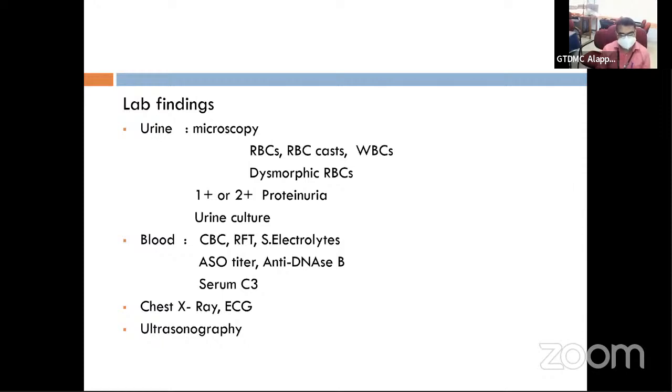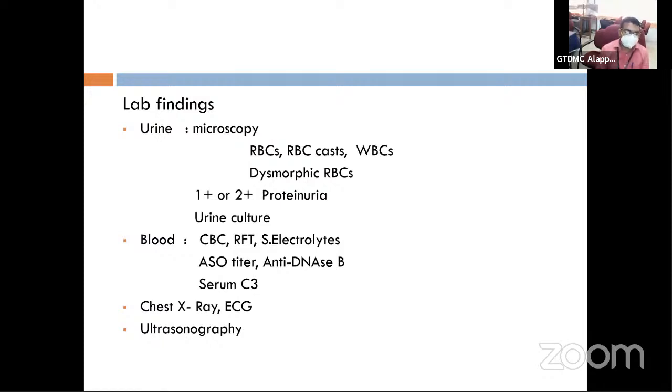And serum electrolytes usually show hyponatremia. Hyponatremia is usually dilutional because of the fluid retention. Another important finding in serum electrolytes is hyperkalemia. Hyperkalemia is one of the complications of glomerular nephritis. So always do serum electrolytes and look for serum sodium and potassium.